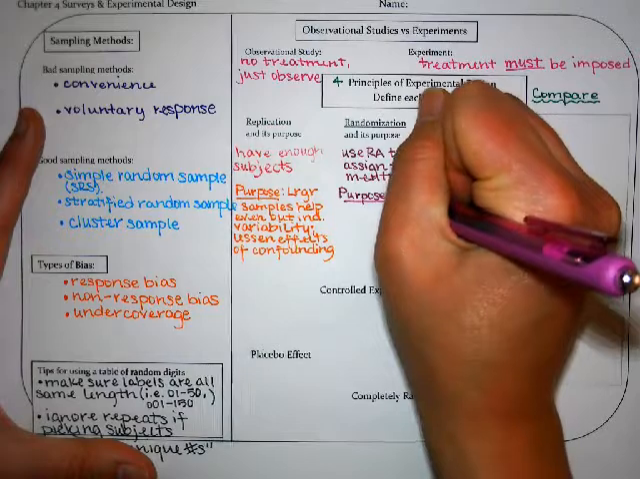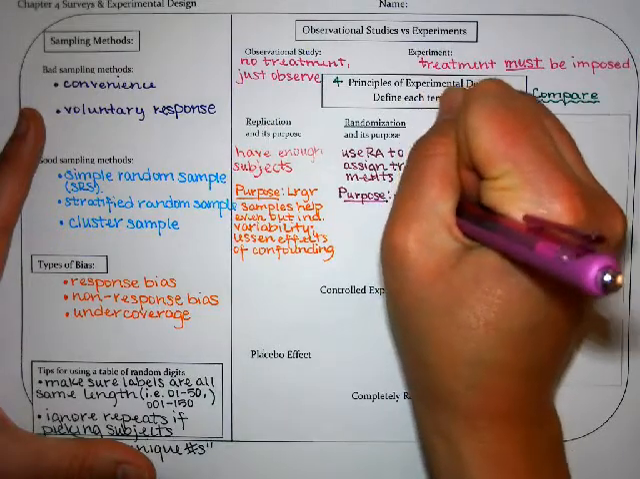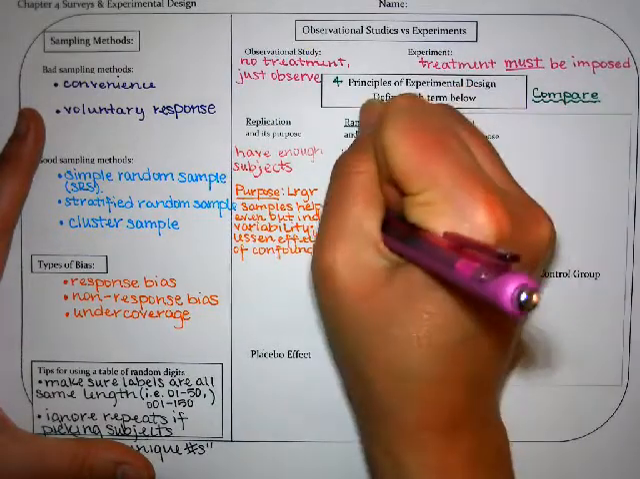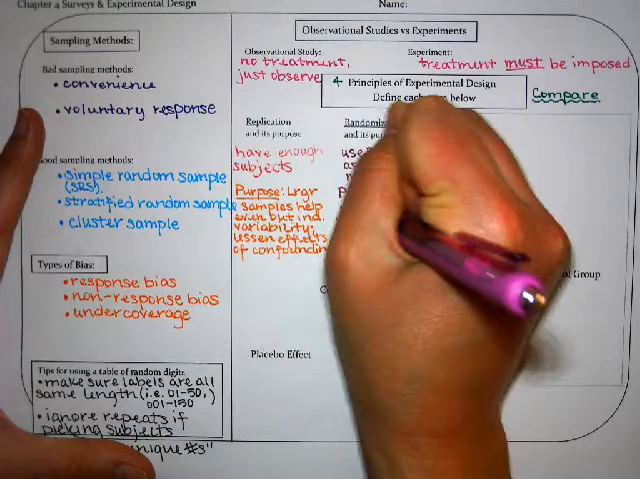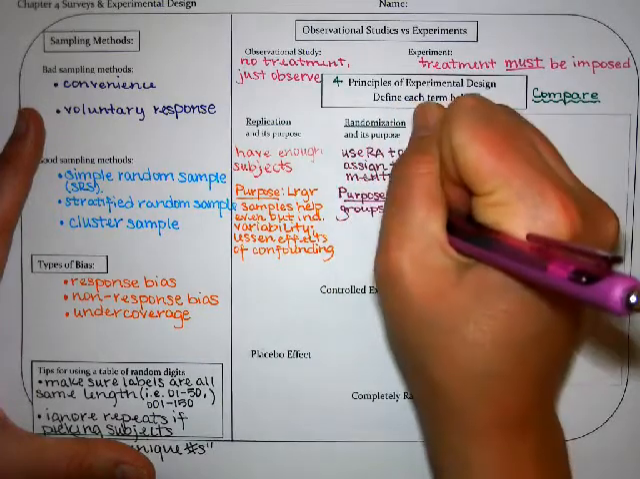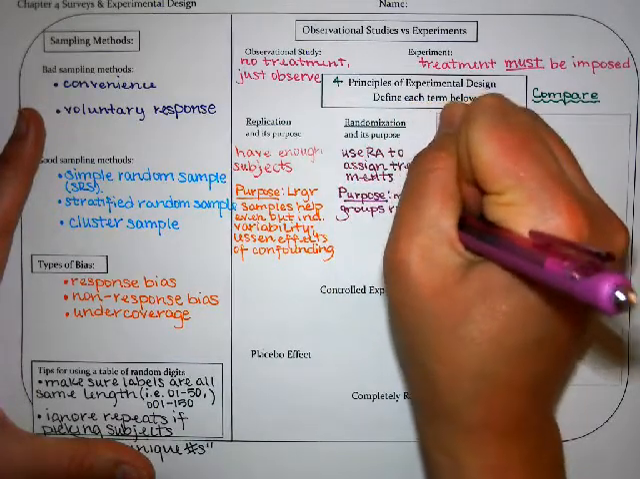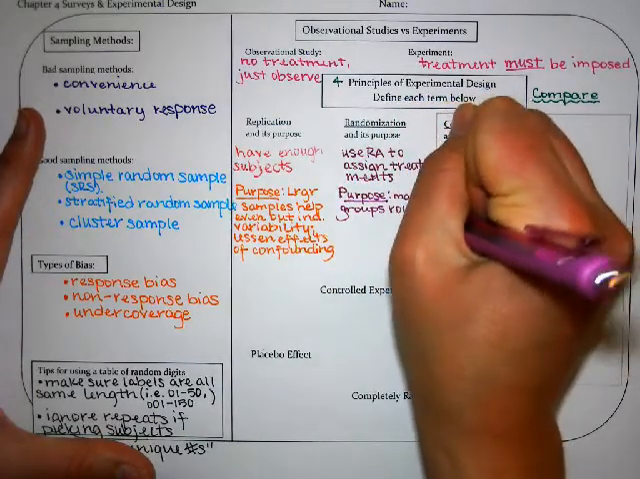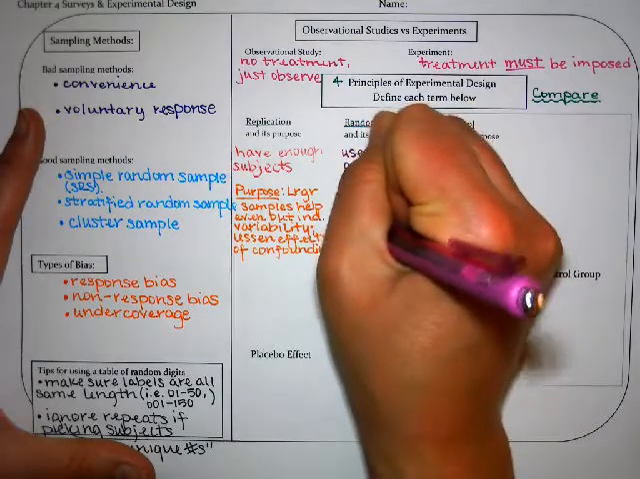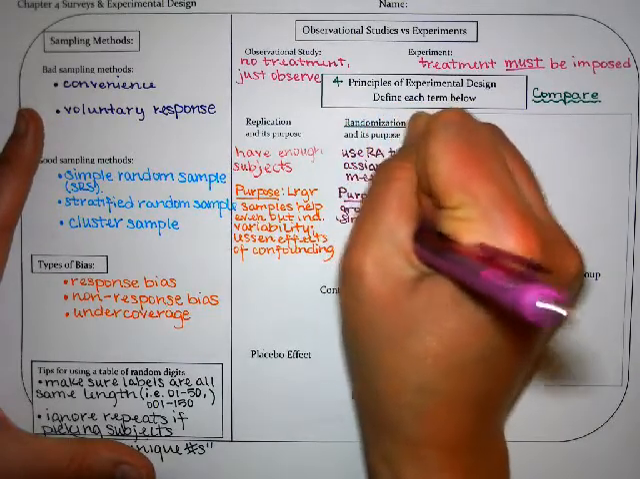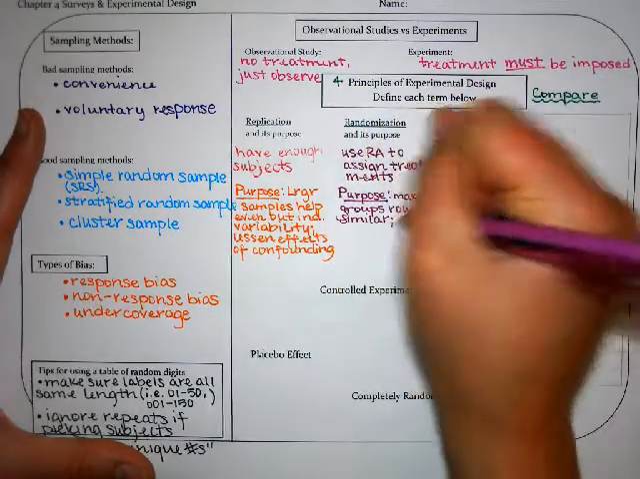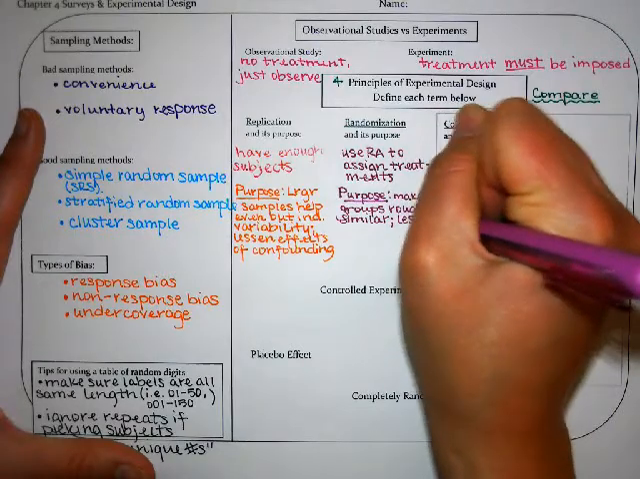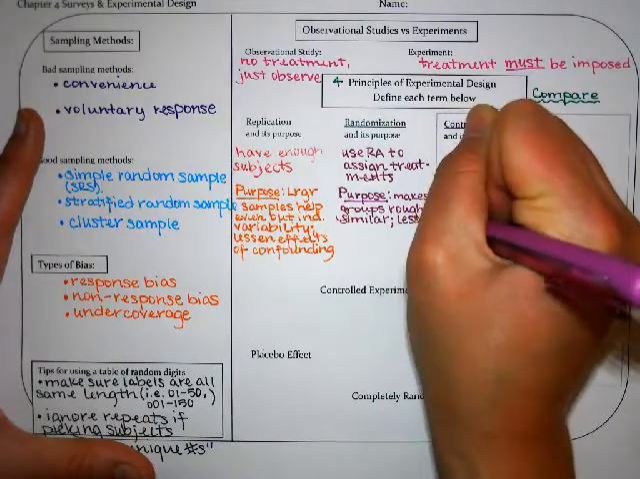Makes groups roughly similar. Lessens confounding and bias.